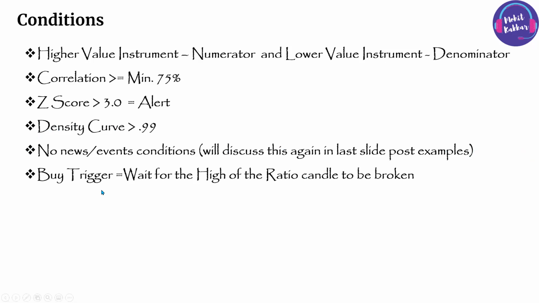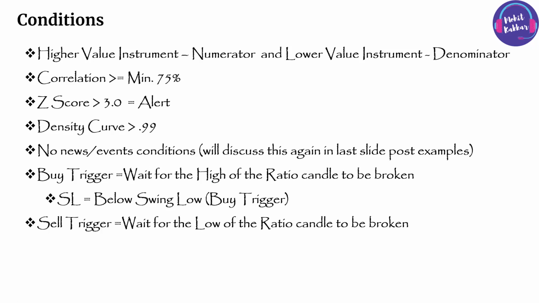So the buy trigger will be: wait for the high of the ratio candle to be broken. We will go through an example in the chart in the next couple of slides. So buy trigger is जब आपका जो ratio है उसकी कैंडल का हाई ब्रेक होता है, वो हमारा बाय ट्रिगर होता है. SL will be below the swing low of the buy trigger.